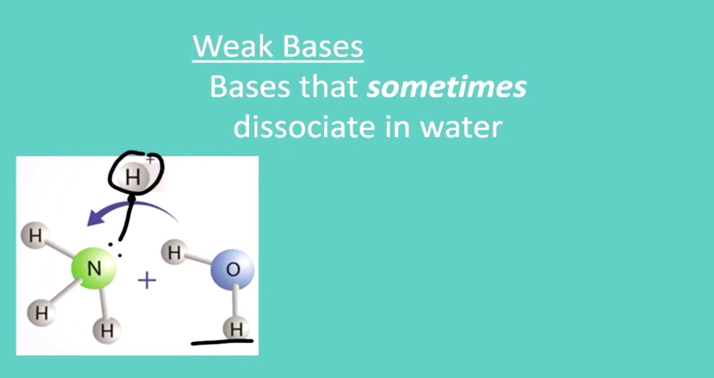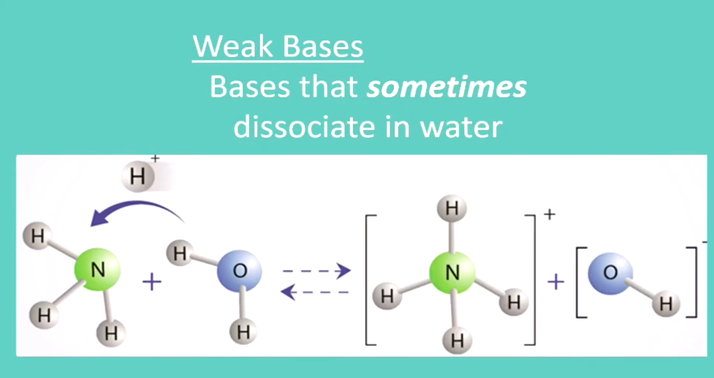So we take one hydrogen from water and attach it to nitrogen. What does that make? Well, that makes our NH4+. Now it has an extra hydrogen and it's positively charged, and it leaves behind water that's missing a hydrogen, so it's OH minus. So weak bases are bases that sometimes dissociate in water, and sometimes they do that in pretty strange ways like this NH3 we see here.